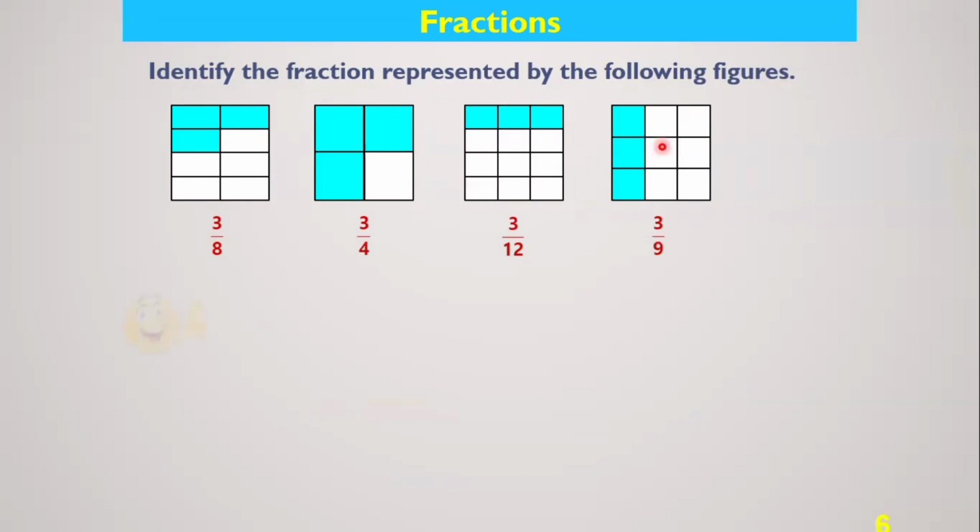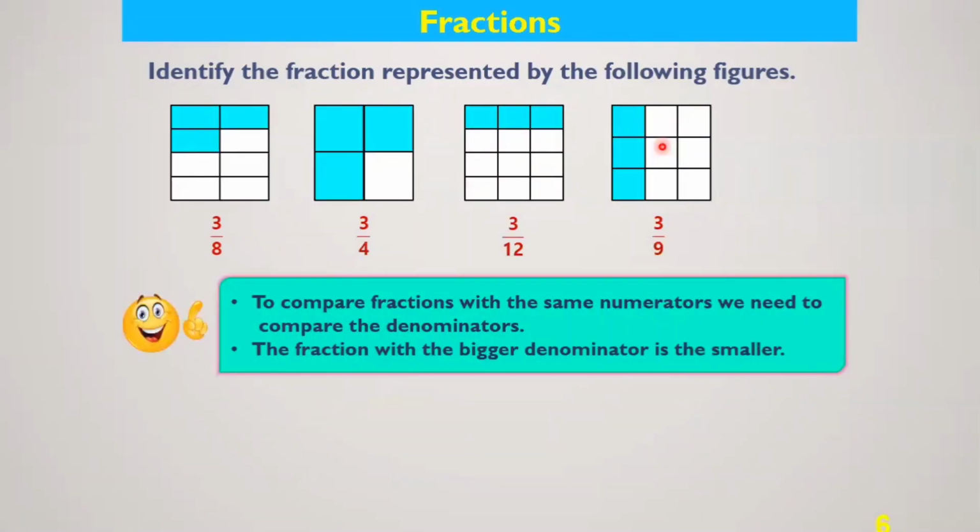So if the fractions have the same numerator, then the fraction with the bigger denominator is the smaller. So which is the smallest among these? Yes, 3/12. So 3/12, then comes 3/9. So we just compare these numbers. The fraction with the bigger denominator is the smaller, and the fraction with the smaller denominator is the greatest. So 3/4 is greatest here and 3/12 is smallest. So here we have arranged these in ascending order, small to big.